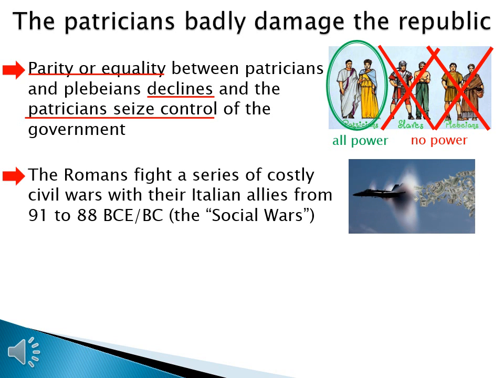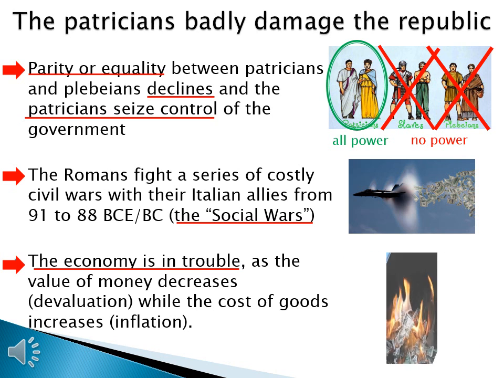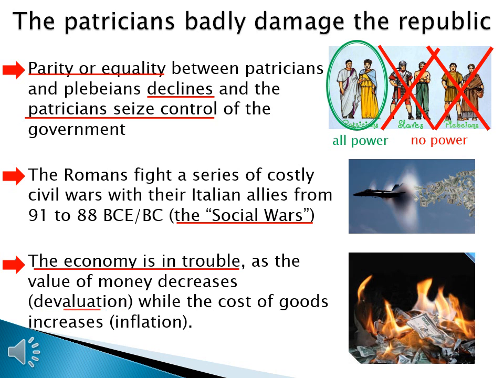The Romans fight a series of costly civil wars with their Italian allies from 91 to 88 BCE. We call these the social wars. They're unnecessary, but they do some significant damage. The economy is in trouble as the value of money decreases. We call that devaluation, while the cost of goods increases. We call that inflation. This is the perfect storm for a revolution. Go to the next slide.